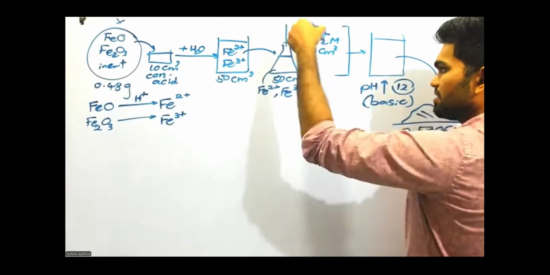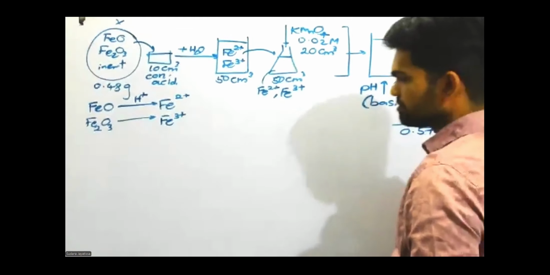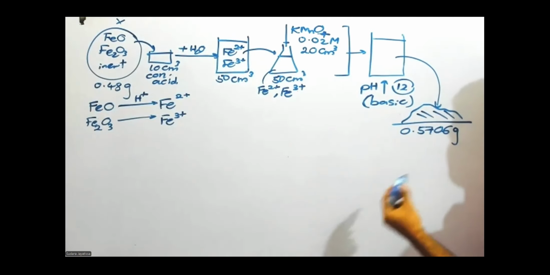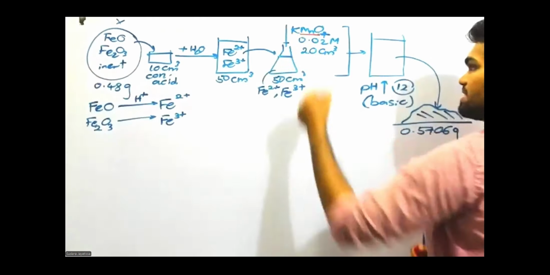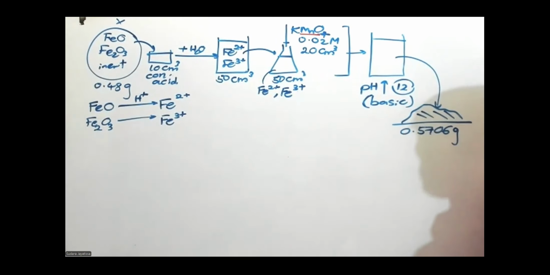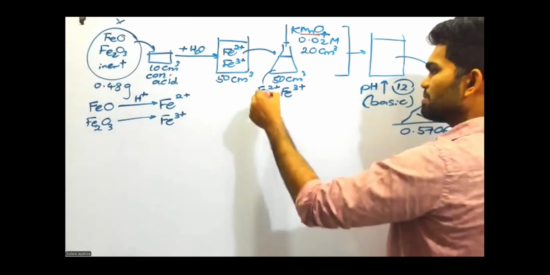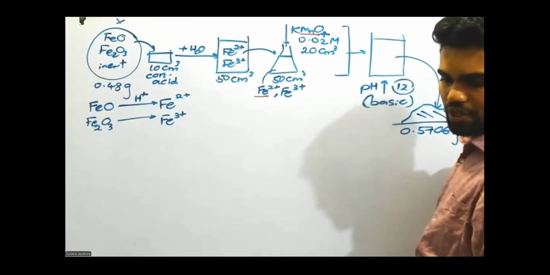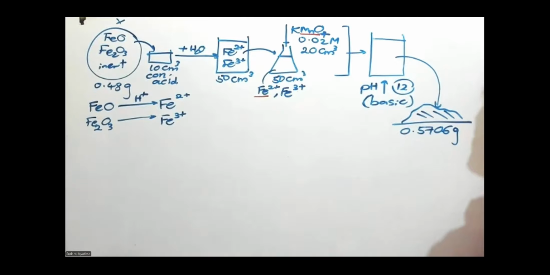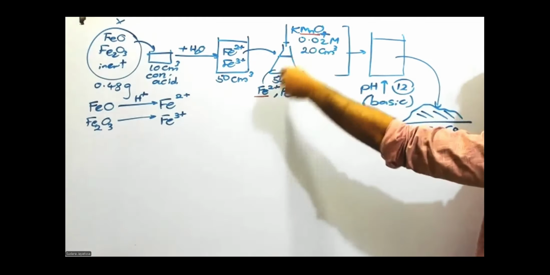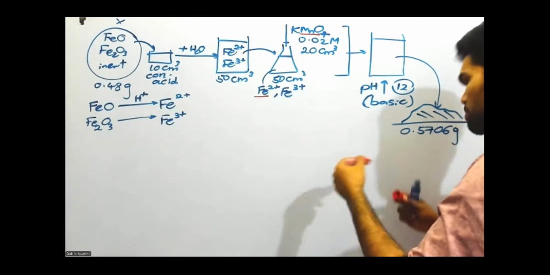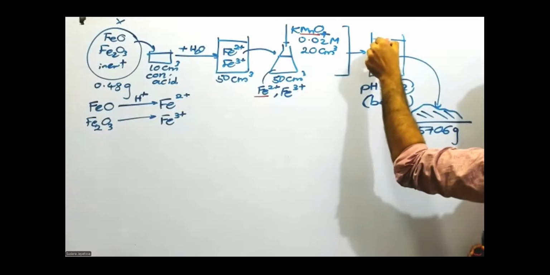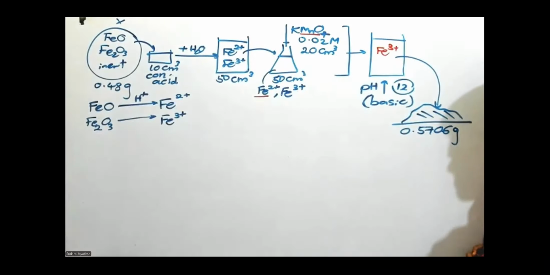And now it is titrated with KMnO4. During titration, KMnO4 is a good oxidizing agent. With that, the oxidizable ion is Fe2 plus. Fe2 plus is reacting, so by this titration, you can find out the Fe2 plus moles. However, Fe2 plus is converted to Fe3 plus during the titration.